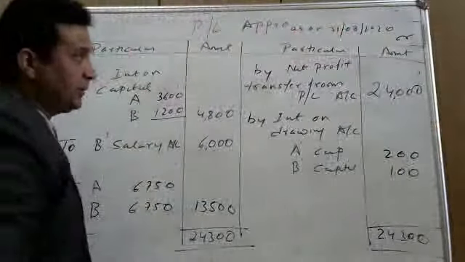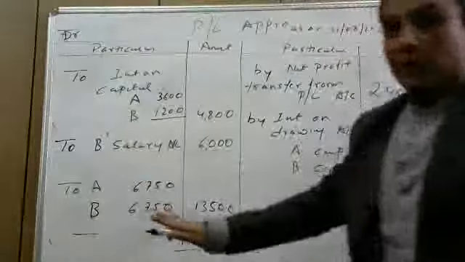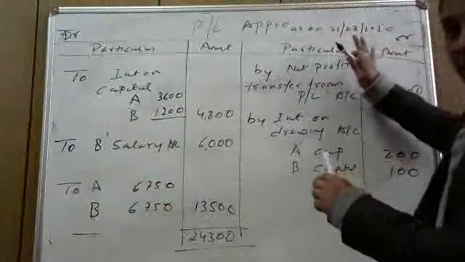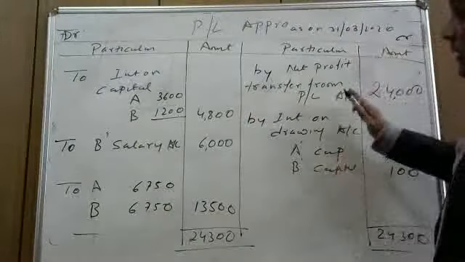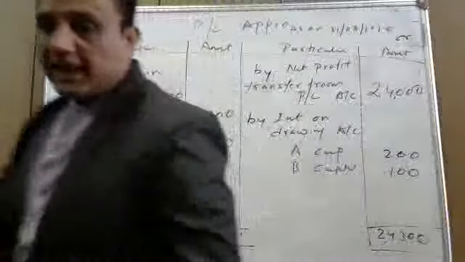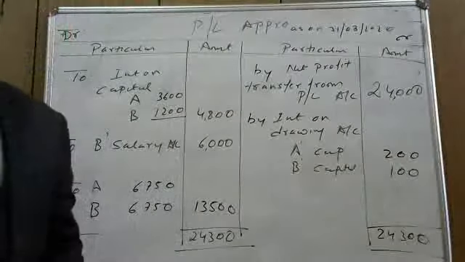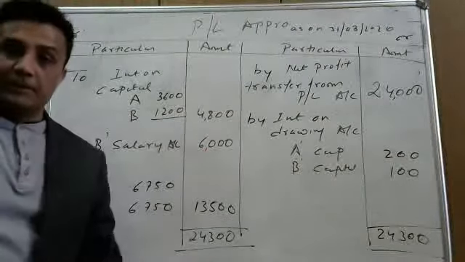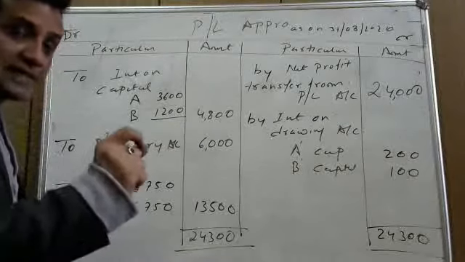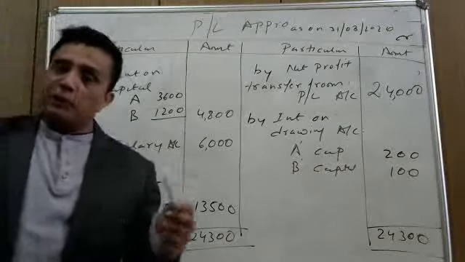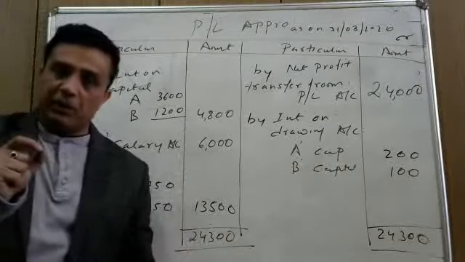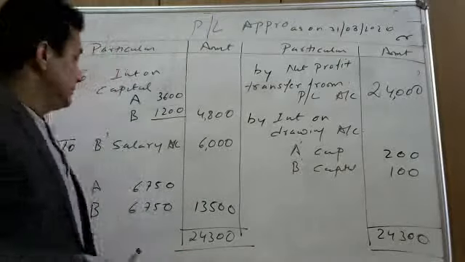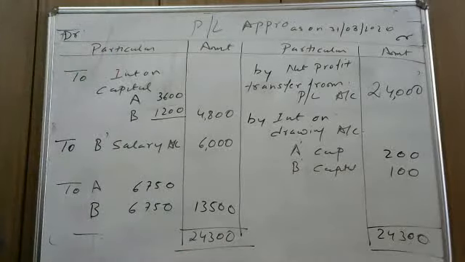Now this is the formula. This is a question regarding PL appropriation account. How do we prepare PL appropriation account? I hope you understand this. Now the next part, how we journalize the transactions and prepare partners' capital accounts. Under fixed capital, I told you we need to prepare two accounts. The first one is the fixed capital account and the other one is the current account.